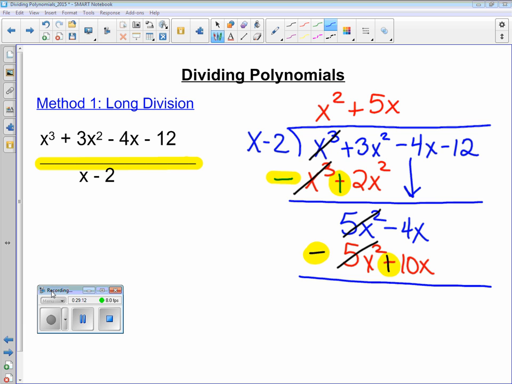Negative 4 plus 10 is 6x. Then I'm going to, it was a minus. That's why I'm highlighting. Then bring down the negative 12. It's at the end, right?